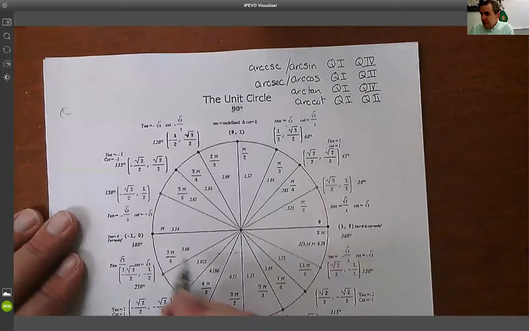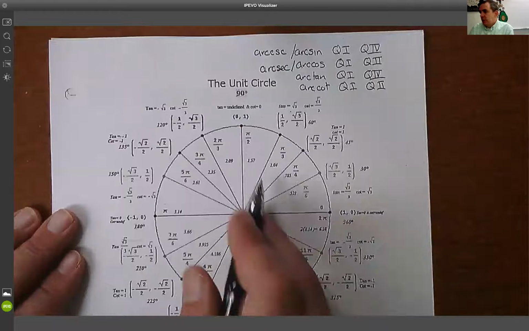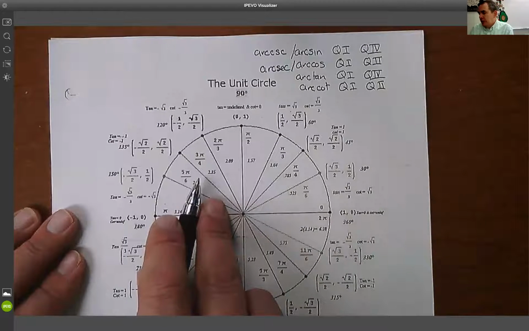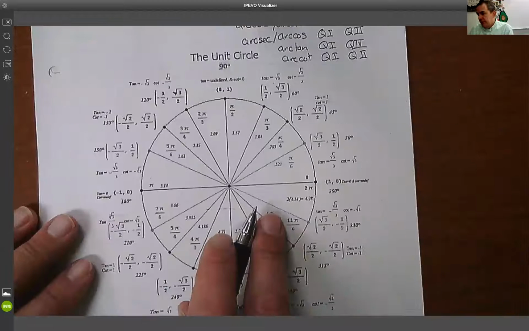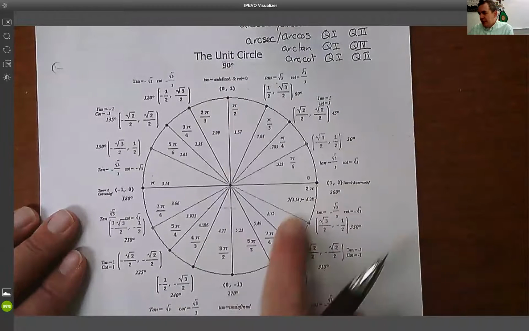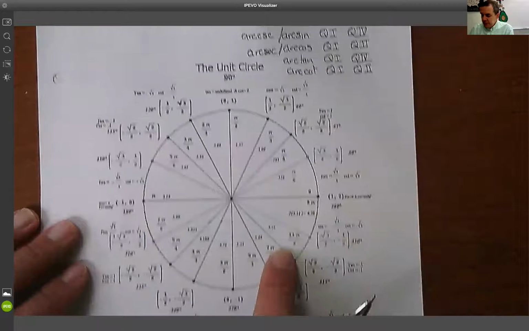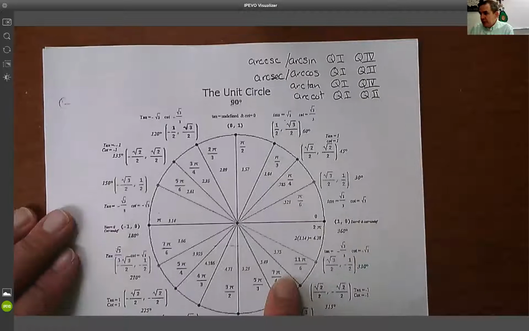What I'm saying is we're never going to look down here in quadrant 3. We're only going to look in quadrants 1 and 2 for cosine and cotangent, and 1 and 4 for sine and tangent. And since we're looking in this range, basically this range is from negative pi over 2 to pi over 2.